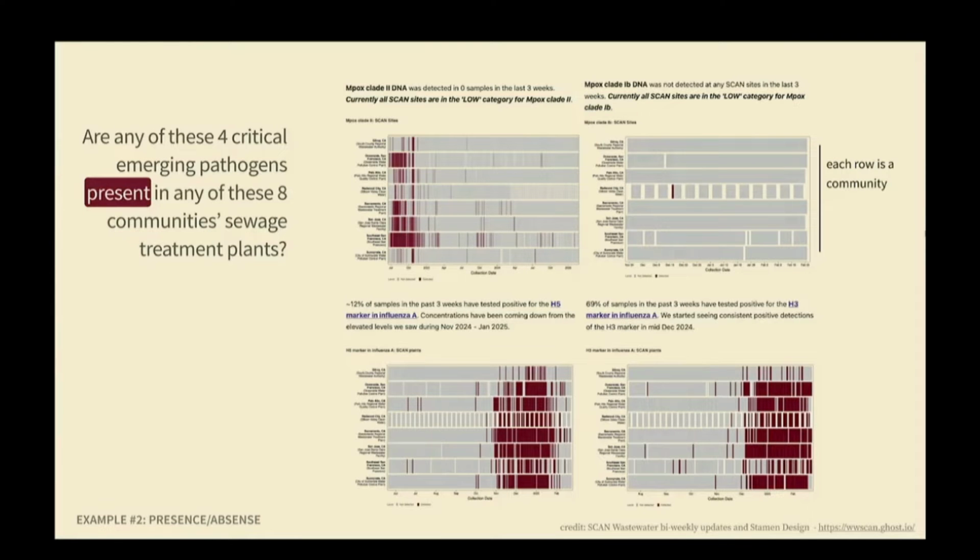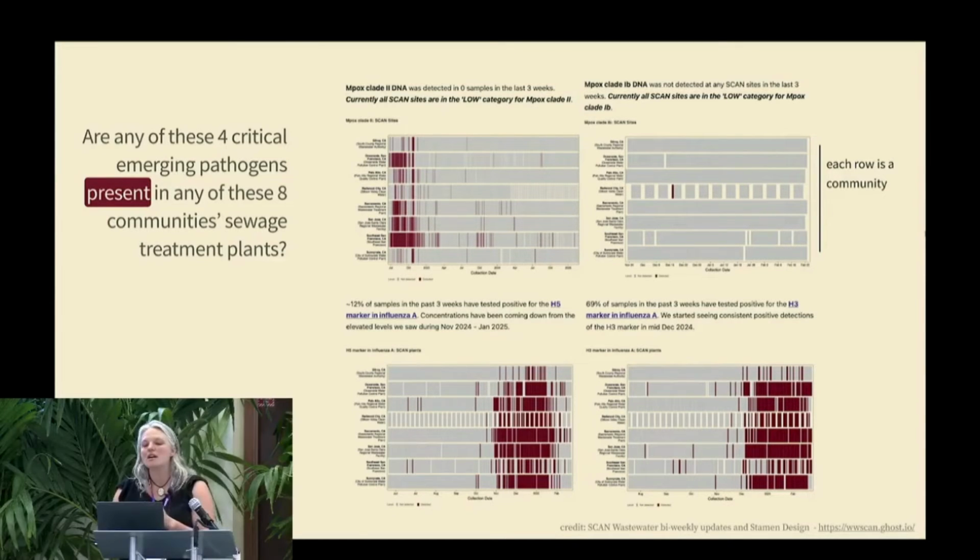And this is not the only way to do it. They eventually started working with Stamen Design to build dashboards. I set them up with a bi-weekly newsletter. They've been sending updates every week or every 2 weeks. And now for each disease, for each pathogen, we can see a set of charts. These are the 8 charts for the Bay Area.